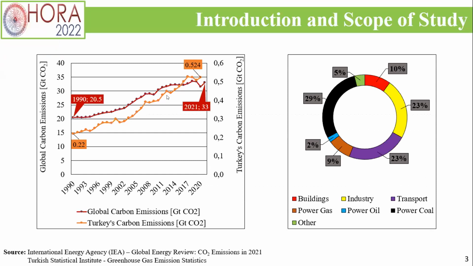Look at the global carbon emission data published by the International Energy Agency, or IEA, for 2021. [Number missing] gigatons of carbon dioxide emission in the world, while there is 0.5 gigatons of carbon emission in Turkey. Differently, in the same reports, when the distribution of carbon emission by sectors is examined, the electricity generation facilities have a share of 29%, transportation or industry 23%, buildings 10%.